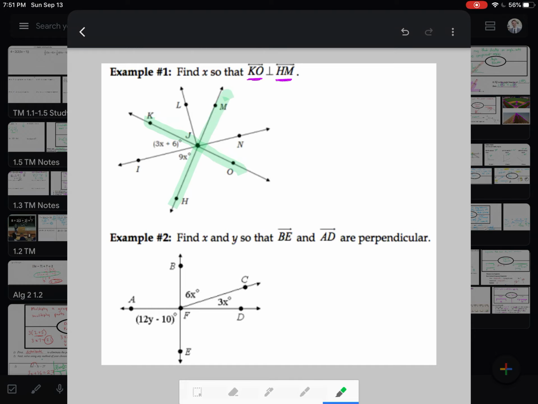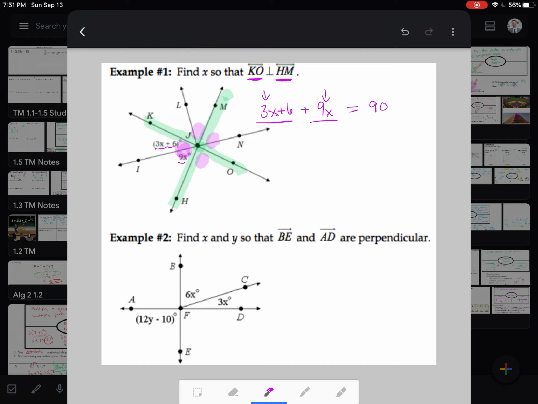So we know that our angles, and I'll highlight this in a different color, we need this to be 90 degrees, we need this to be 90, we need this to be 90, and we need this to be 90. So it looks like our algebra terms here, 3x plus 6 and 9x, those two together have to equal 90. So we have to add up 3x plus 6 and 9x together to get 90 for this to be true. So a little bit of algebra here.